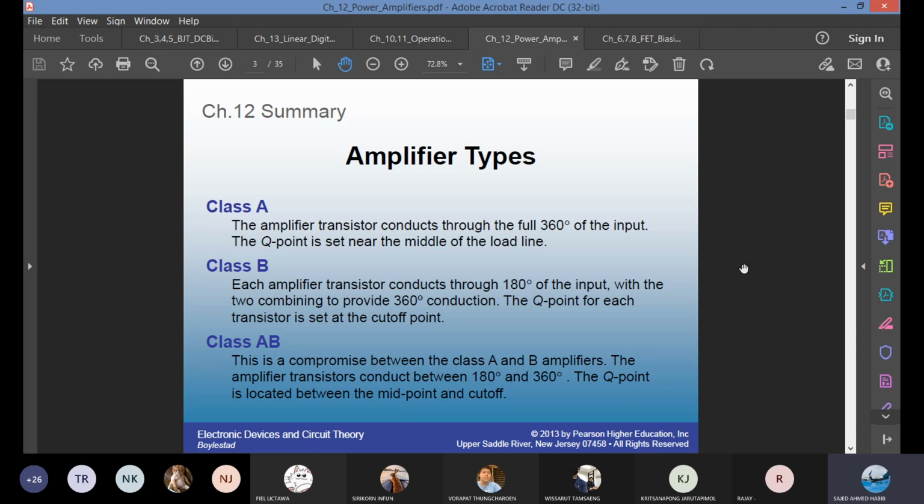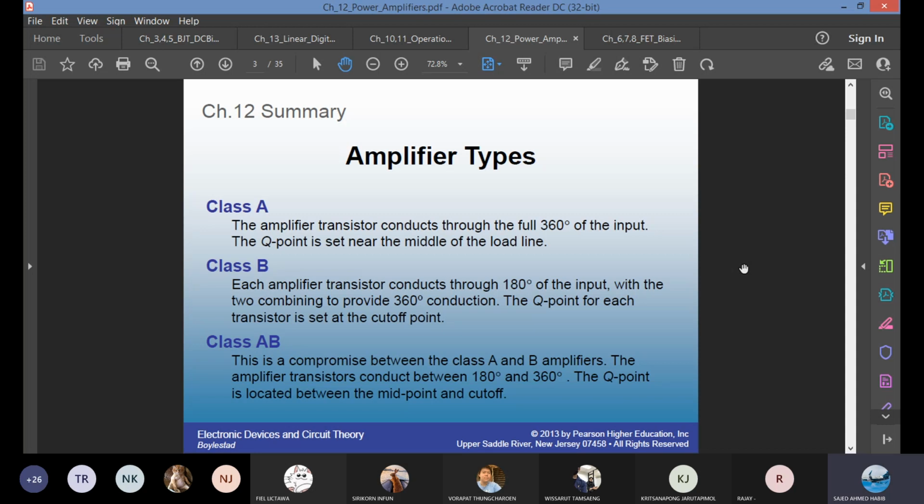For class B, the output is 180 degrees of the input cycle, which means it gets only half a cycle. So usually we combine two class B amplifiers in a push-pull configuration. That is the most common one, in order to have full conduction on the output side. The Q point for one piece of class B is at the cutoff point. What is the cutoff point? Maximum voltage, no current. That is the cutoff point.